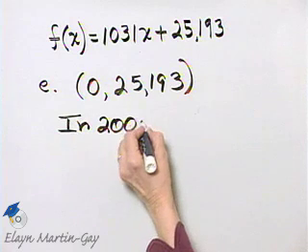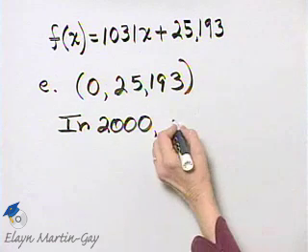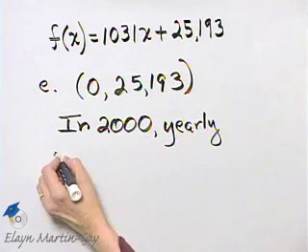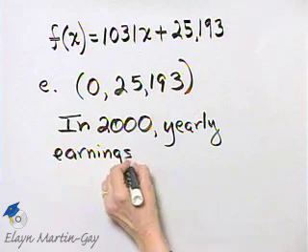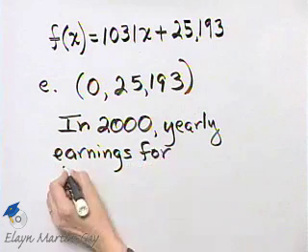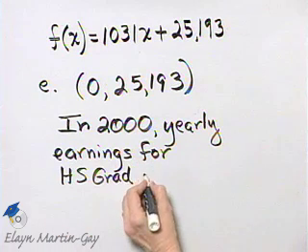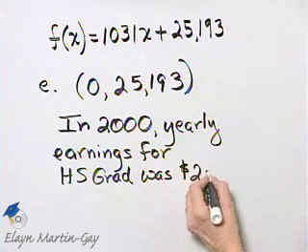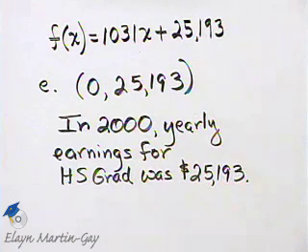2000, what is this salary for? Yearly earnings for high school graduates. Yearly earnings for high school graduates was this number, $25,193.